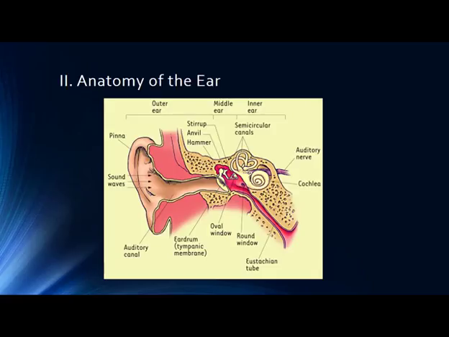The tympanic membrane then vibrates, causing the three ossicles, which are the three little bones of the middle ear, to move back and forth. That then propagates those sound waves into the inner ear, into the cochlea, this fluid-filled snail-like structure here. That fluid then moves. Those sound waves travel through that fluid, and that's what causes our perception.